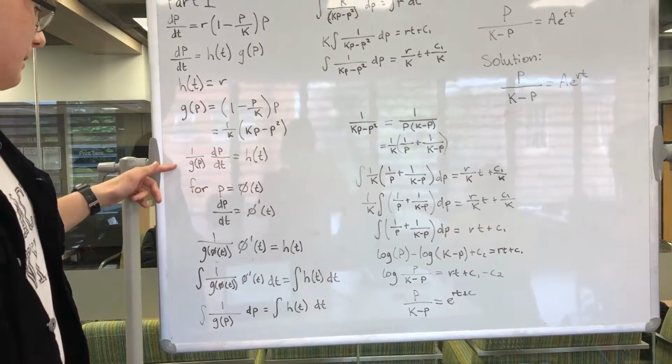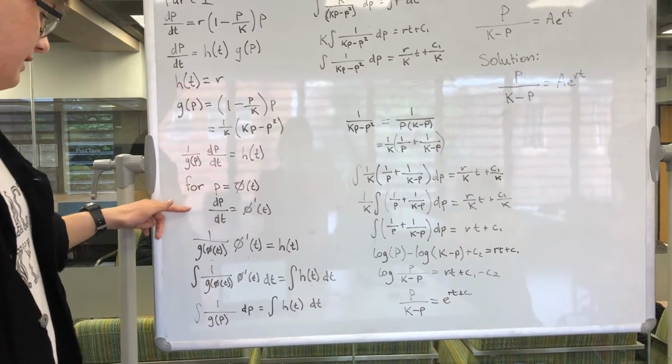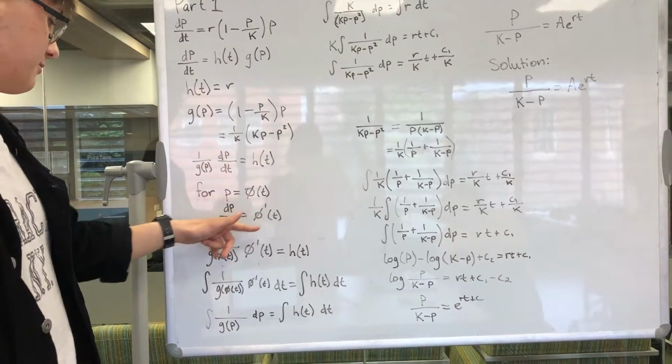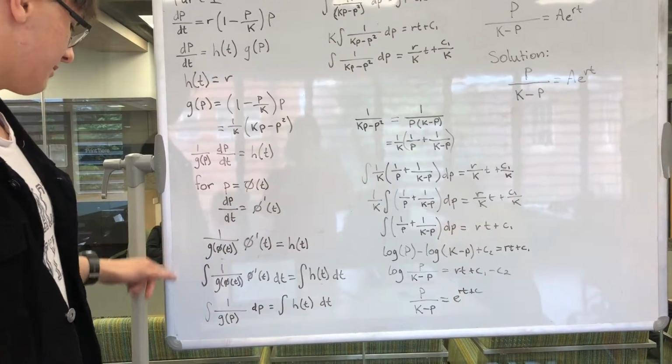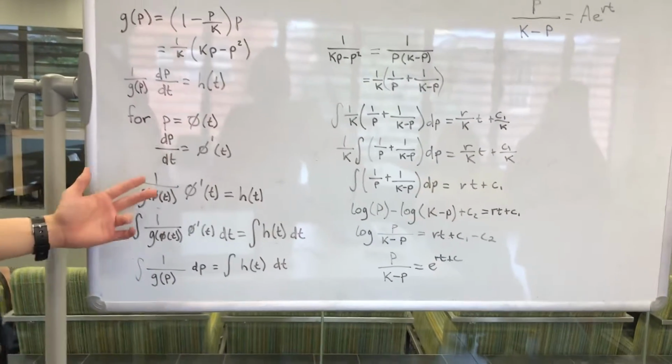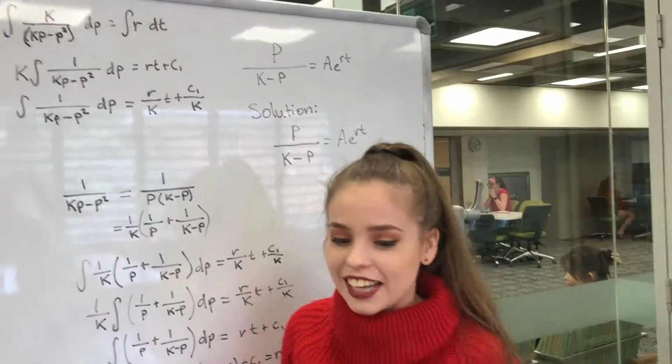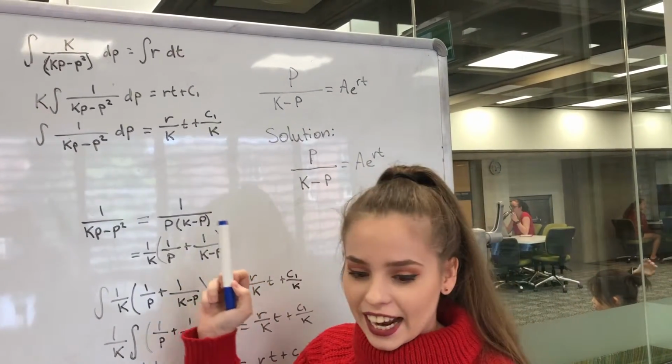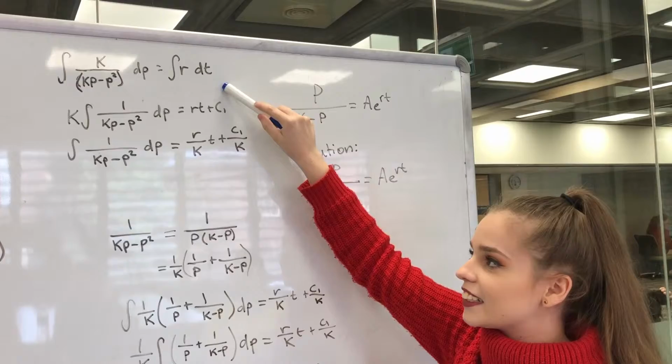From this part, we can note that dp is the same as phi prime of t times dt. Subbing this back into here, our integral is now the integral of 1 over g(p) with respect to p equals the integral of h of t with respect to t. Now subbing in the values of g(p) and h(t), which gives us this.